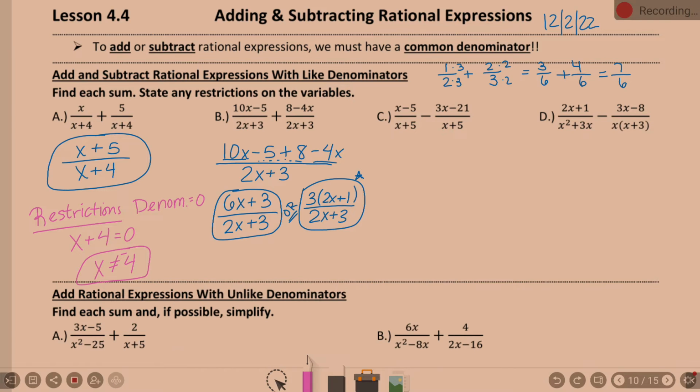Now, real quick, restrictions on the variable. What can x not equal in this problem? 2x plus 3. Set 2x plus 3 equal to 0, and x cannot equal negative 3/2, right? Because you would subtract the 3 and divide by 2.